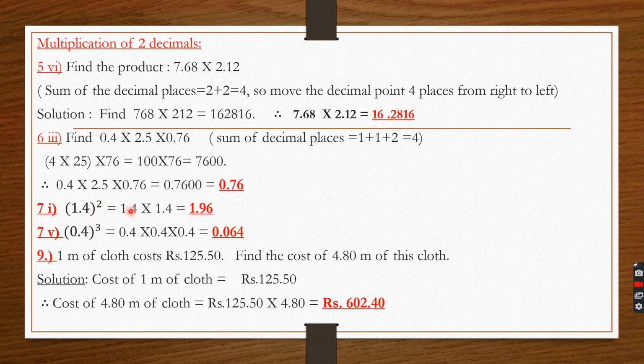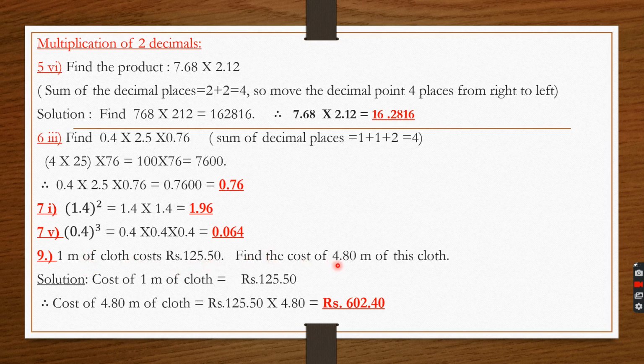Next one is 1.4 the square. 1.4 the square is equal to 1.4 into 1.4. Two decimal places, 1 plus 1. Therefore in the answer 2 decimal places we have to move backward. Here 0.4 cube means 0.4 into 0.4 into 0.4. In the answer 1 plus 1 plus 1, 3 decimal places we have to move to the left hand side. Therefore 1, 2, 3. Actually we are getting 64, but we are adding zeros here to move the decimal. We wanted places to move, therefore 0.064.